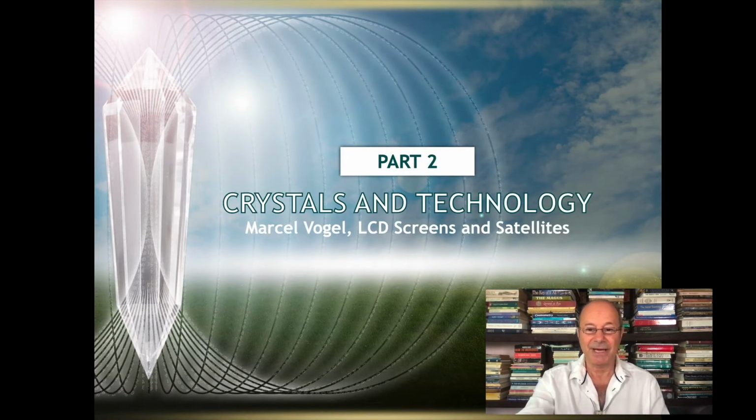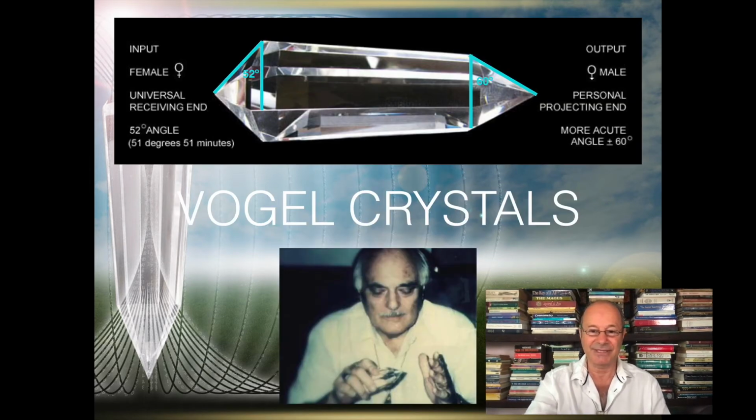So let's go to part 2. This is how crystals connect with technology. We'll talk about Marcel Vogel and how he invented the LCD screen. So this is the classic image of a Vogel crystal. It's been shaped and has 24 sides or 108 sides.